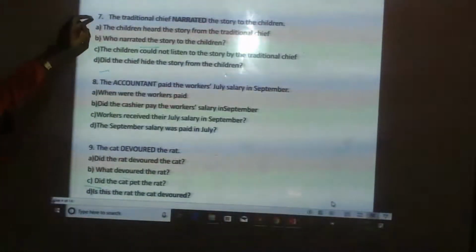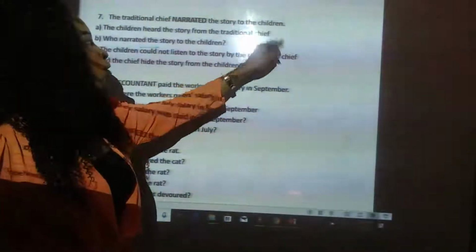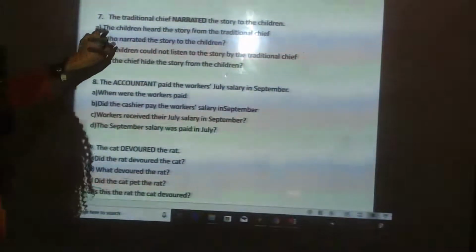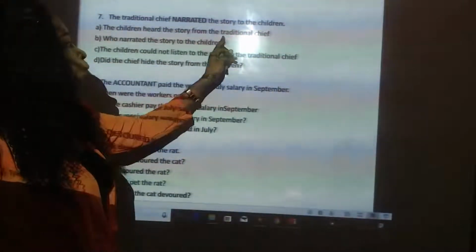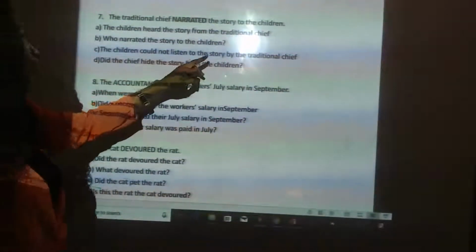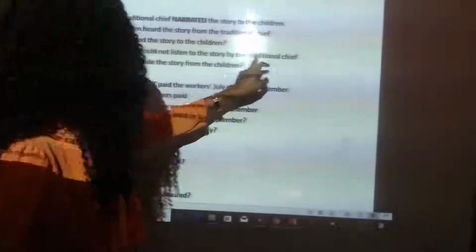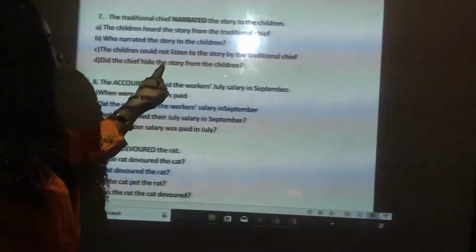Next, we have the traditional chief narrated the story to the children. The emphasized word there is narrated. Therefore, we have option A. The children heard the story from the traditional chief. Who narrated the story to the children? The children could not listen to the story by the traditional chief. Did the chief hide the story from the children?